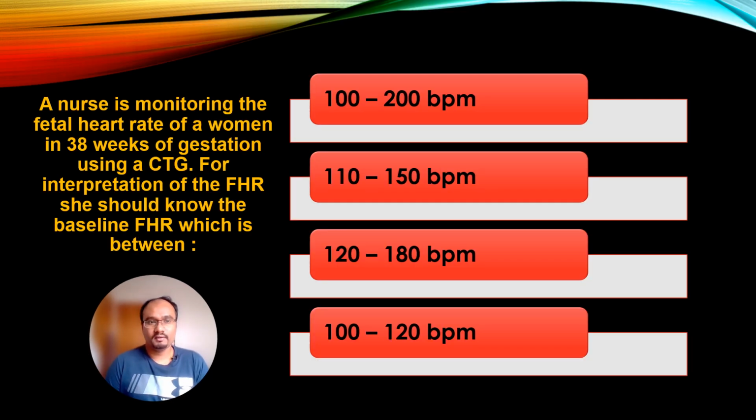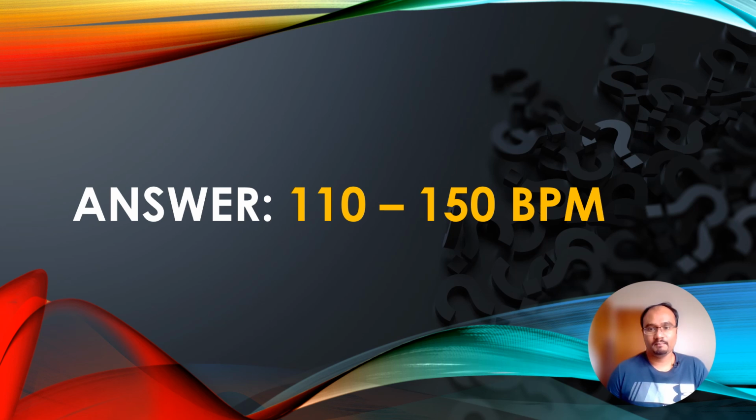A nurse is monitoring the fetal heart rate of a woman at 38 weeks of gestation using CTG. For interpretation of the fetal heart rate, she should know the baseline fetal heart rate, which is between, and the options are 100 to 200 beats per minute, 110 to 150 beats per minute, 120 to 180 beats per minute, and 100 to 120 beats per minute. And the correct answer is 110 to 150 beats per minute. So let's go to the next question.